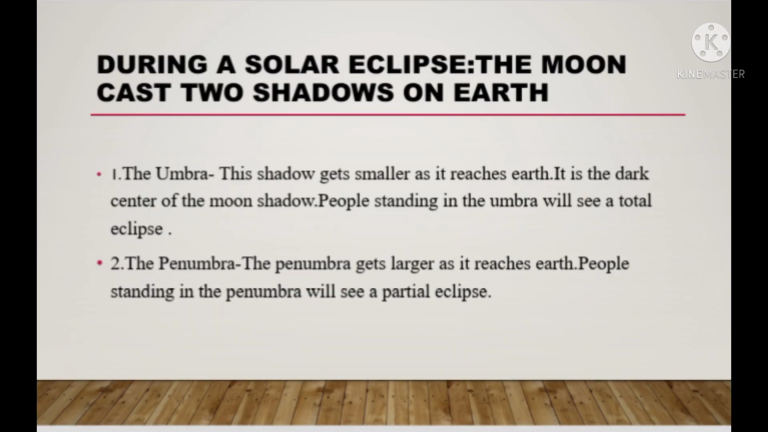During a solar eclipse, the Moon casts shadows on Earth. The first one is the umbra. It is the dark center of the Moon's shadow. These shadows get smaller as they reach Earth. People standing in the umbra will see a total eclipse. And the second one is the penumbra. The penumbra gets larger as it reaches Earth. People standing in the penumbra will see a partial eclipse.